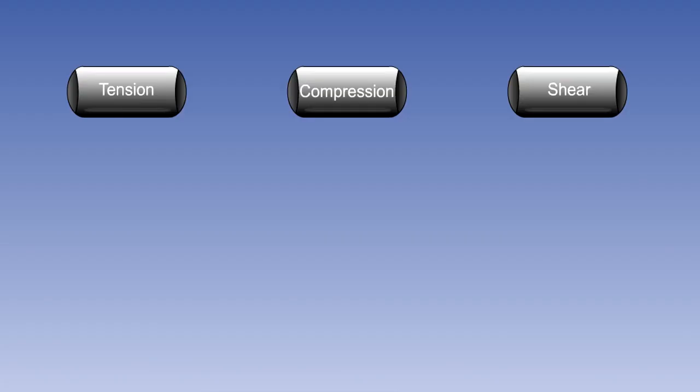To review tensile, compressive or shear loads, click one of the three buttons.